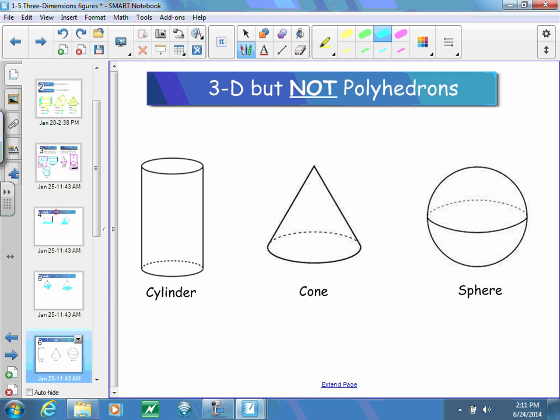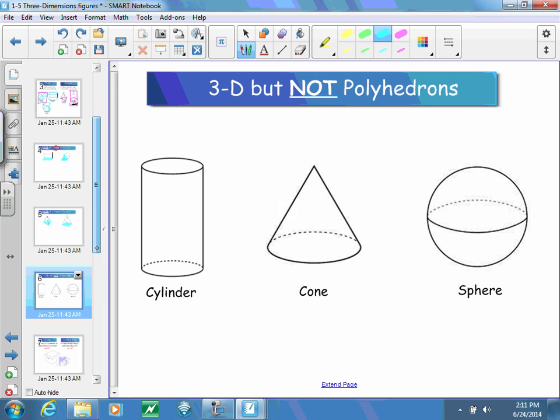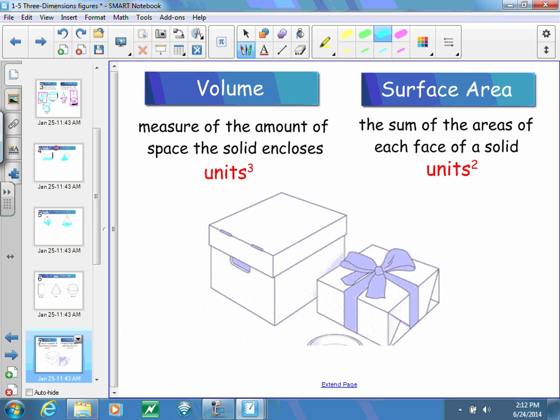Now, if you look at a couple other three-dimensional figures that are not polyhedrons, we're talking about a cylinder, a cone, and a sphere, we can still find the volume and the surface area of these objects, and we will be doing so today. But just realize that they are not considered polyhedrons. So, going on to finding volume and surface area.